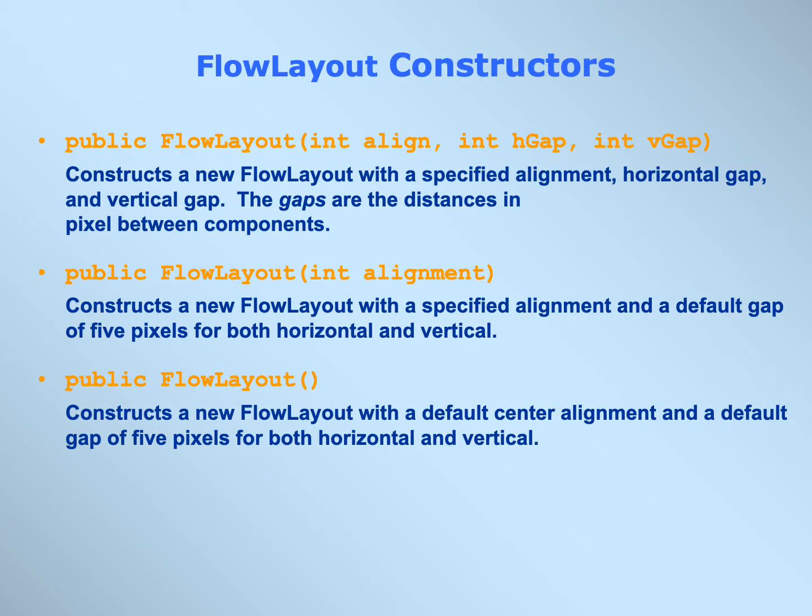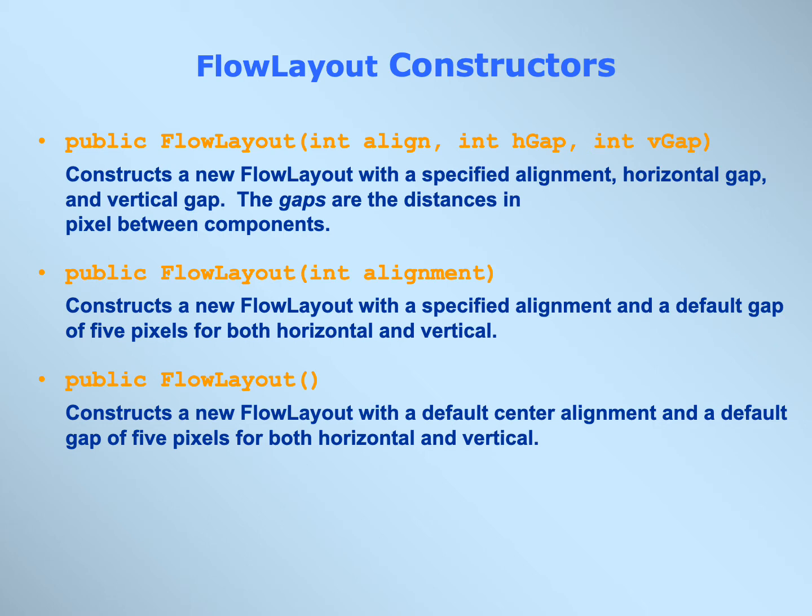FlowLayout constructors. If you look at the Java API for FlowLayout, you will see that FlowLayout has 3 constructors. The first one is FlowLayout(int align, int hgap, int vgap). What it means is it will construct a new FlowLayout with a specified alignment, horizontal gap, and vertical gap. The gaps are the distances in pixels between the components.